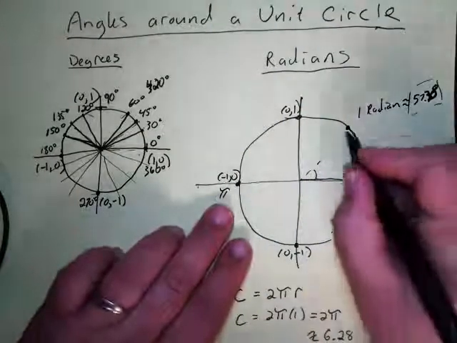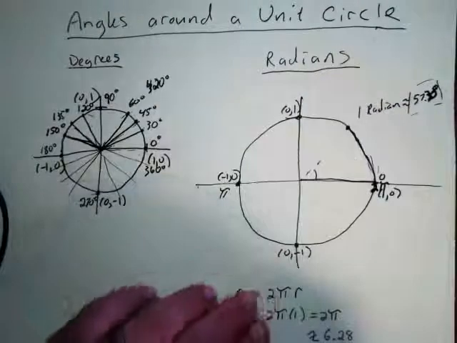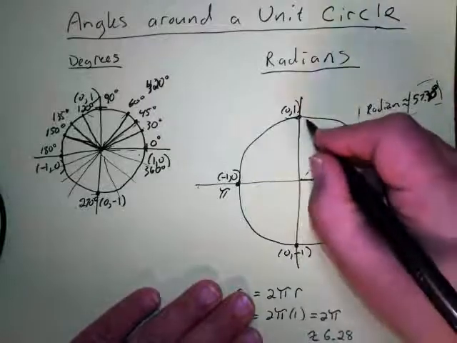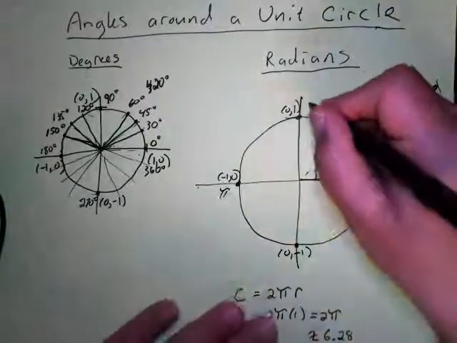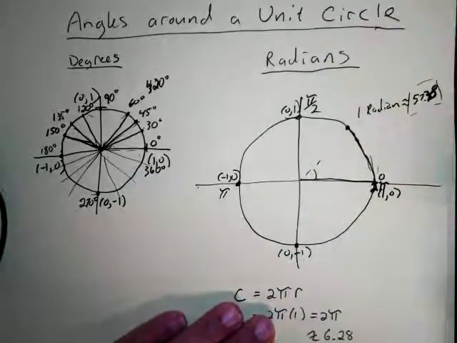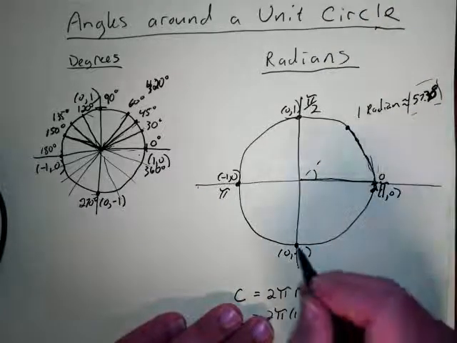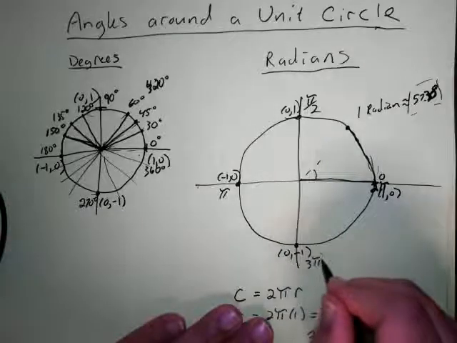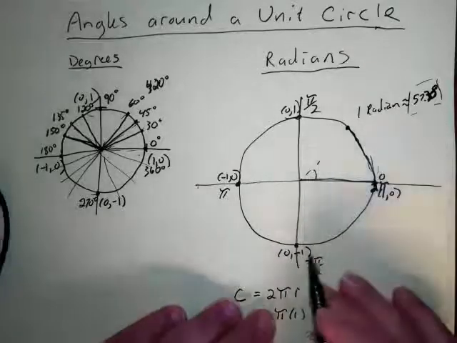And so 180 degrees is pi radians. Okay? And so a 90-degree angle would be half of pi, so this would be pi over 2 radians. And down here, this angle is actually 3 pi over 2 radians.